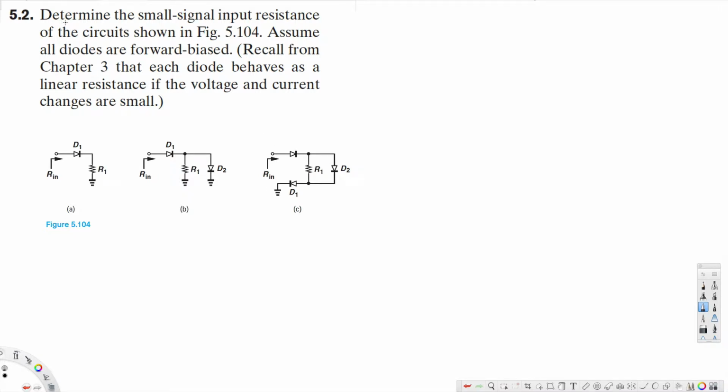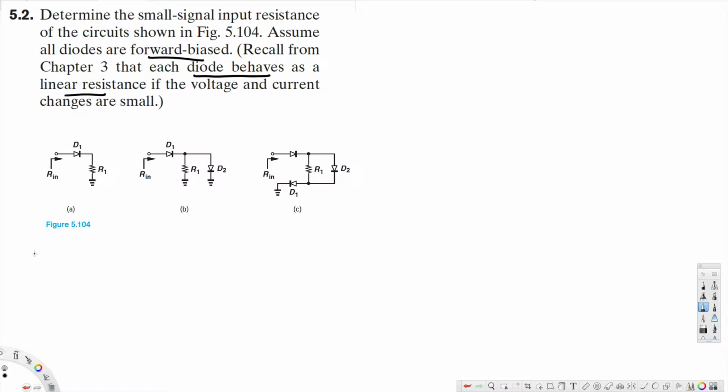This question is asking: determine the small signal input resistance of the circuits shown in figure 5.104. Assume all diodes are forward biased. Recall from chapter 3 that each diode behaves as a linear resistor if the voltage and current changes are small. So they have mentioned the diode behaves as a linear resistor when in forward bias.